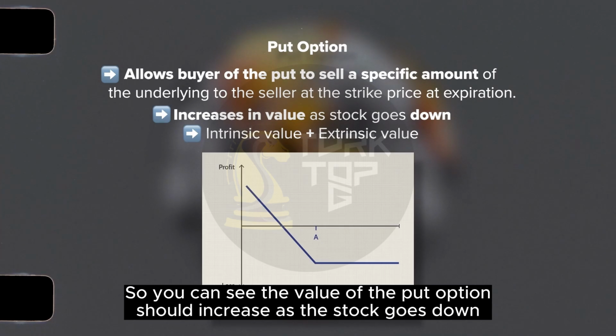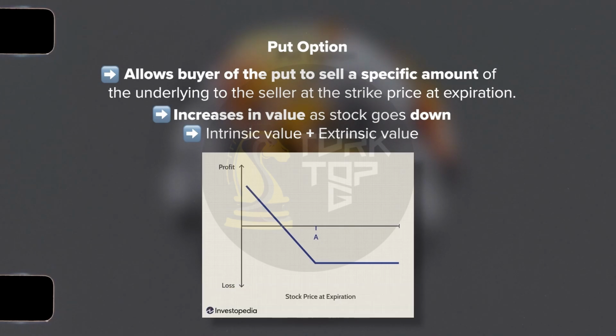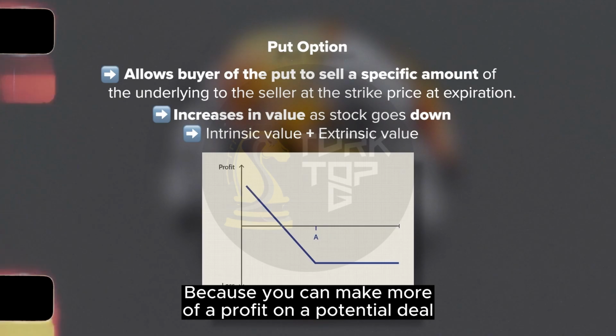So you can see the value of the put option should increase as the stock goes down because you can make more of a profit on a potential deal.